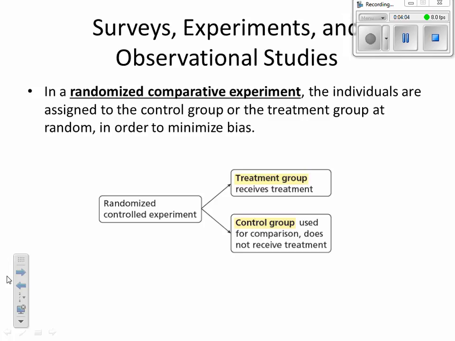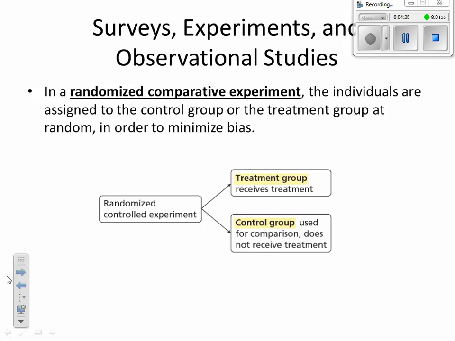Now, if I wanted to see how M&Ms affect the group's performance on a test, I could give M&Ms to half of the class. That would be my treatment group. And I could leave the other half of the class alone. They don't get M&Ms. That would be my control group.